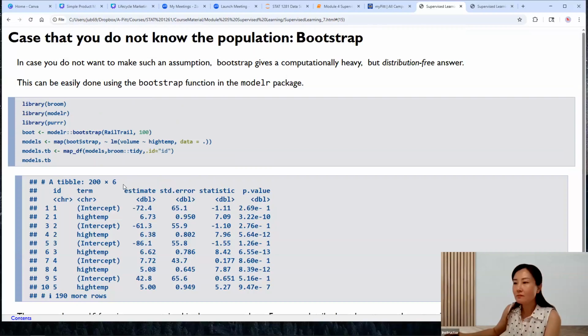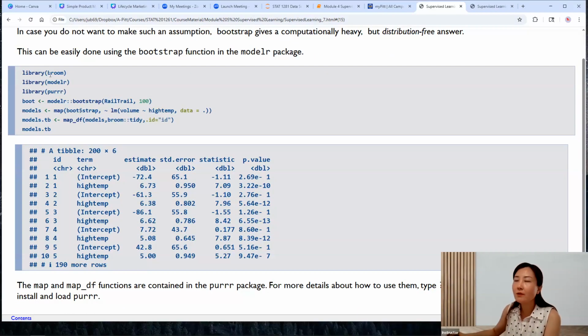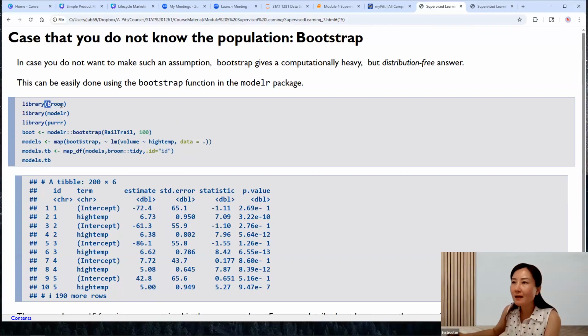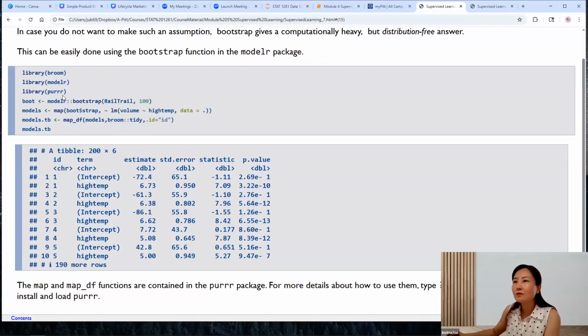So let's see how to do it using R. We need to load 3 packages: the broom package, the modelr package, and the purrr package. The modelr package is included in tidyverse, and purrr is also included in tidyverse, but they might not be loaded automatically. First, we generate 100 bootstrap samples from our data set, sampling with replacement with the same size, and save the result in boot. So this boot is a list of data sets. Each component is a bootstrap sample.